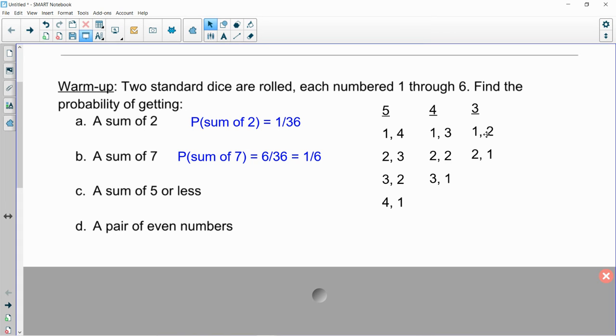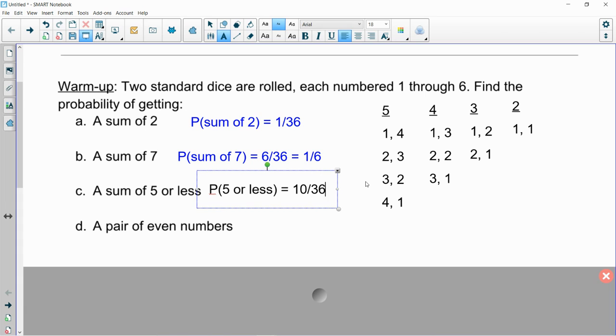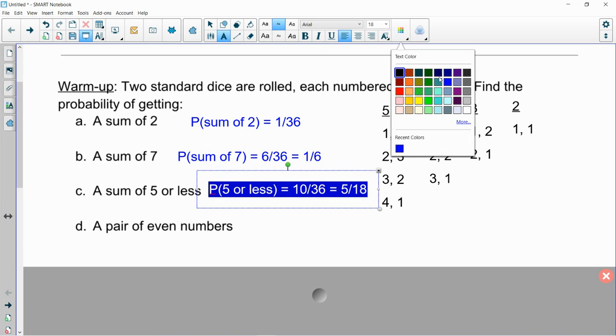And if you were to write out all the possible outcomes, all 36 possible outcomes for rolling a pair of dice, you would see the pattern that develops. This we already knew, right? We figured this one out in part A. So now we've got 4, 5, 6, 7, 8, 9, 10. So if we want a sum of 5 or less, the probability of 5 or less is equal to 10 out of 36, which we want to simplify, to be 5 out of 18. There we go. All right, 3 down, 1 to go.